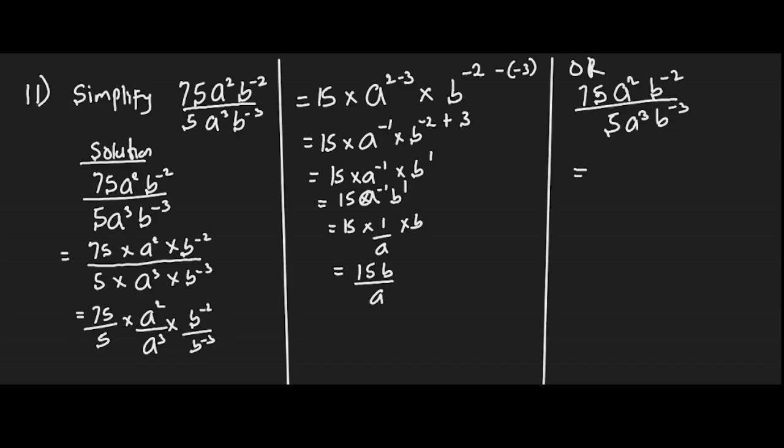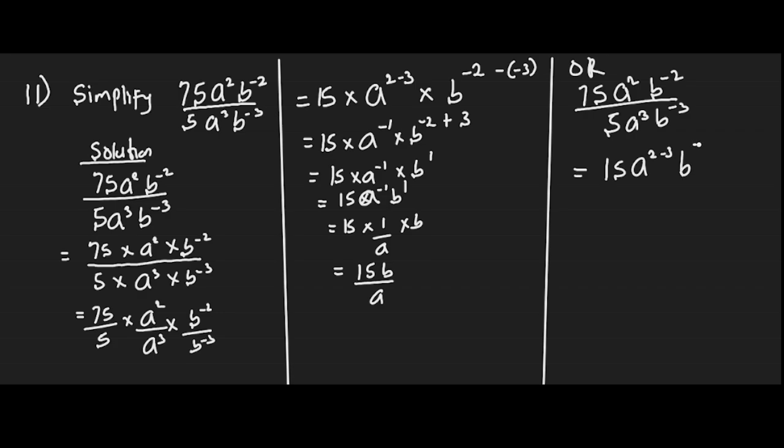or to solve quickly, we know this is a coefficient, here is a coefficient. So 75 divided by 5 will give us 15. Then we know here is a raised to power 2, a raised to power 3. These are division. So we are going to have a raised to power 2 minus 3. Then here also b raised to power minus 2. This is division between them.